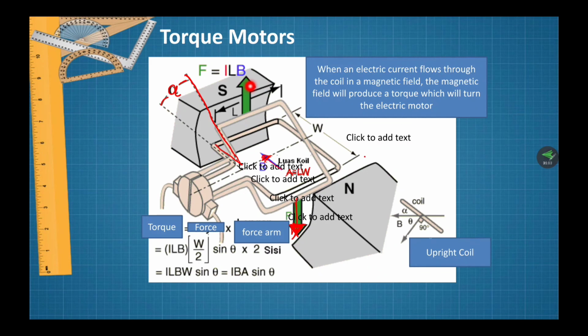And this is for the upright coil. We can see the differences. The coil makes a movement of alpha, and the upright coil makes the theta movement.